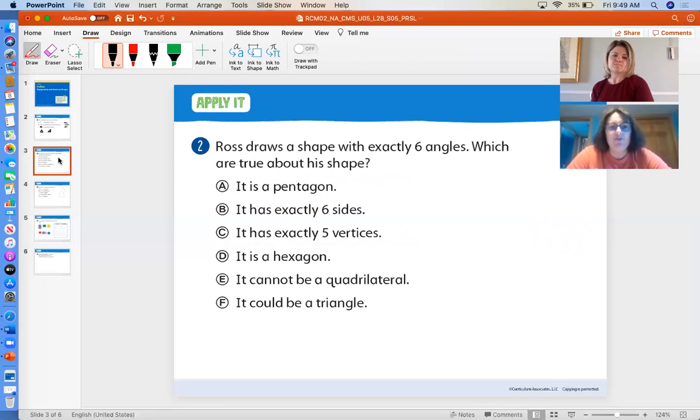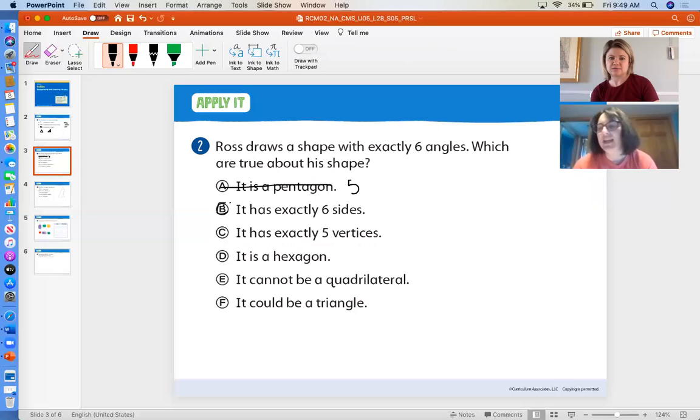All right, Ross draws a shape with exactly 6 angles. Which are true about his shape? So we're just going to go through these and cross out the ones that don't make sense. A pentagon has 6 angles. Nope, 5, because a pentagon only has 5. So that's out. It has exactly 6 sides. Well, if it has exactly 6 angles, would it have 6 sides? If it's a flat shape, yeah. And we know flat shapes have angles, yes. So I would say yes.